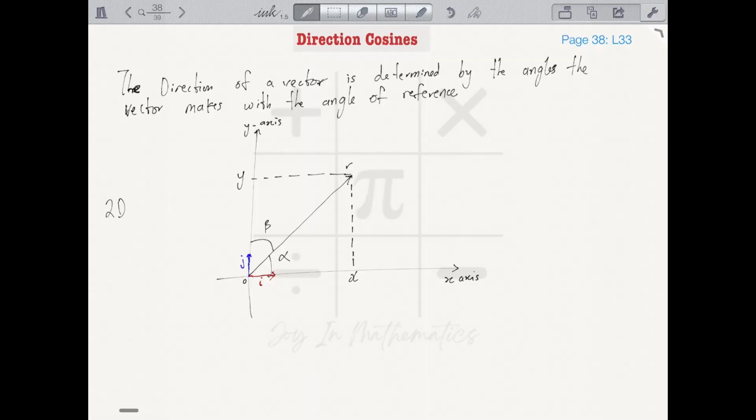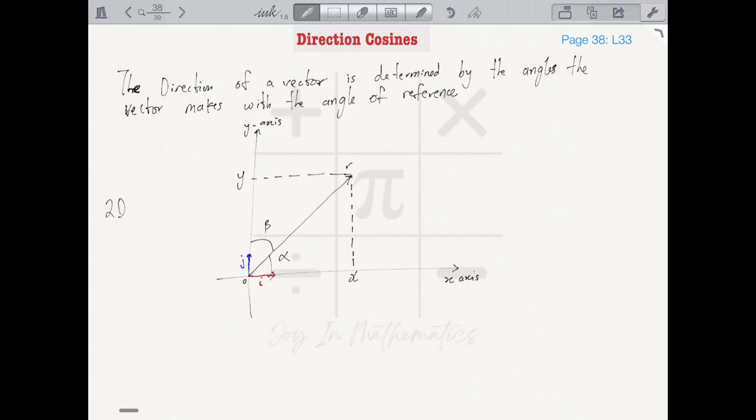I believe the examples and exercises have given us a solid understanding of the magnitude of vectors, scalar multiplication, unit vectors, and the likes, including addition and subtraction of vectors. Now, I want to go into a new segment called direction cosine.